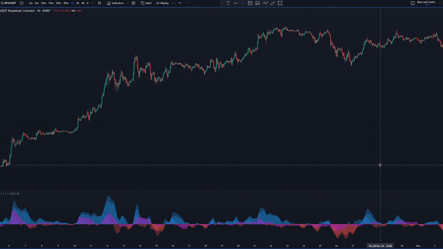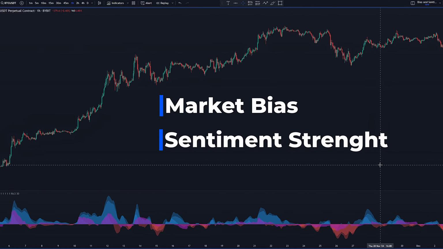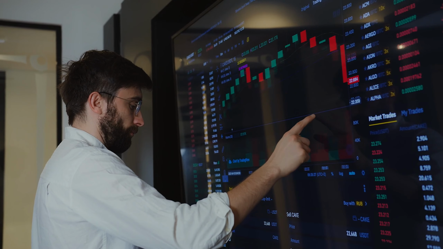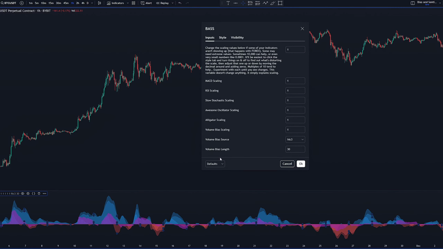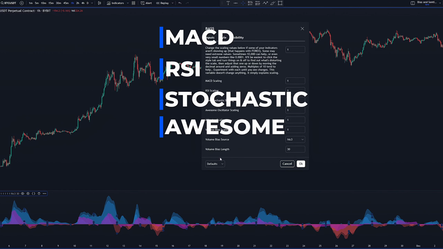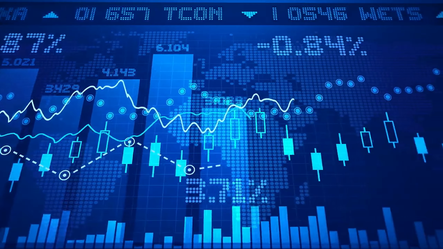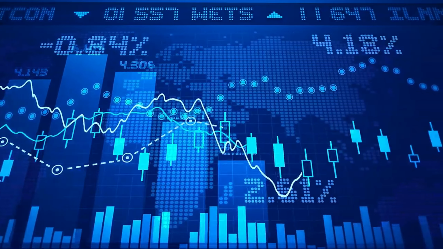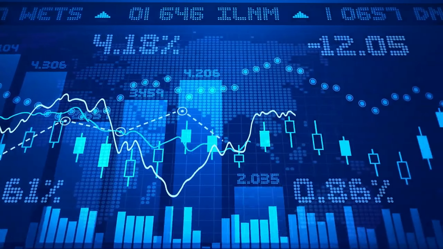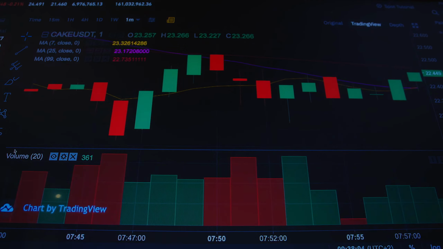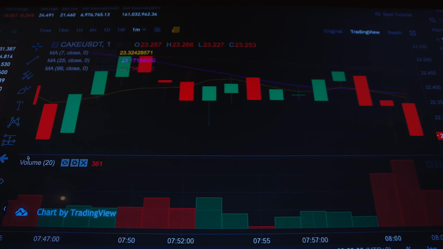The BAS indicator combines market bias and sentiment strength to help traders understand price movement. It combines different indicators such as MACD, RSI, stochastic, awesome oscillator, alligator, and volume, and uses unique calculations between them to show when the market might be bullish, bearish, or in a ranging zone. With this, you can spot potential reversals, strong trends, or even sideways markets.